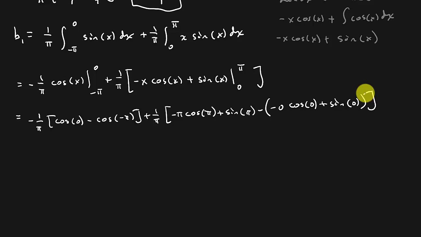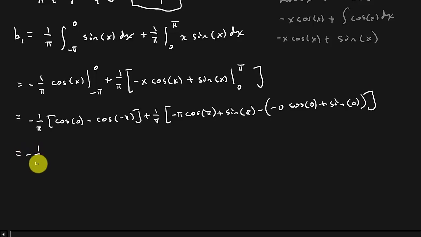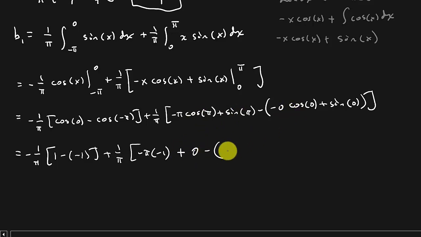All right, so let's look at this. This is going to be -1 over pi times 1 minus cosine of negative pi, which is the same thing as cosine pi. Cosine pi is -1, so minus -1, plus 1 over pi times, so we've got negative pi cosine pi. That's negative pi times negative 1. That's negative 1. And then look, that's 0 minus, that's 0 plus, and that is 0.